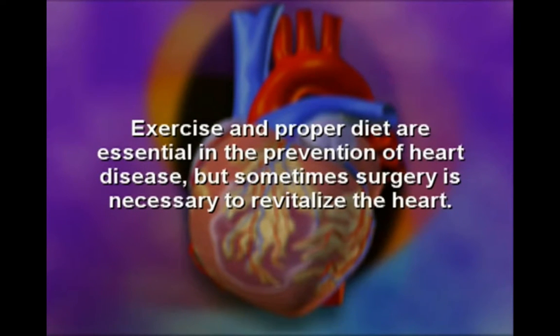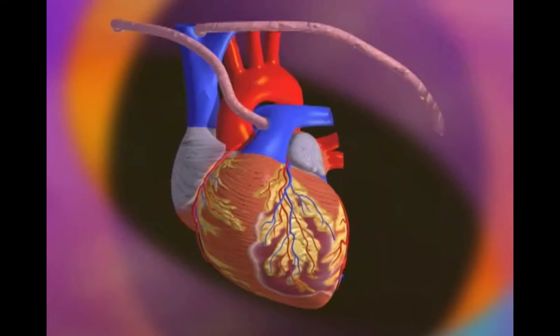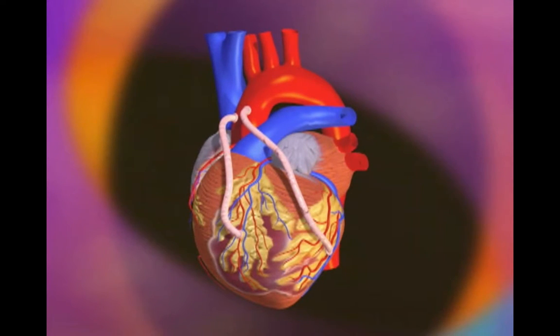Exercise and proper diet are essential in the prevention of heart disease, but sometimes surgery is necessary to revitalize the heart. Heart bypass surgery grafting is a procedure where an artery or vein taken from your leg is attached to the aorta and is used to create a new pathway to your heart, bypassing the blockage that exists in the diseased section of your artery.